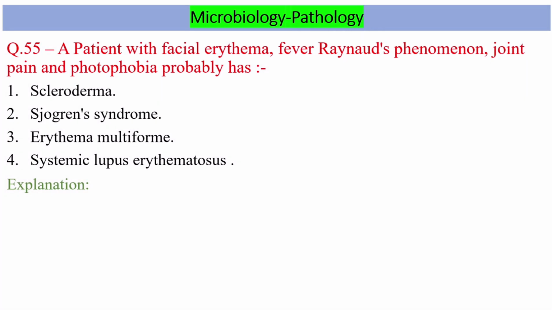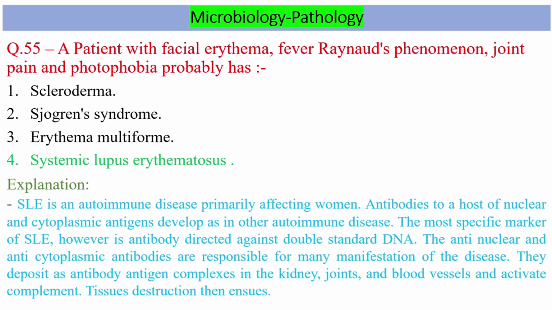A patient with facial erythema, fever, Raynaud's phenomenon, joint pain, and photophobia probably has: scleroderma, Sjogren's syndrome, erythema multiforme, systemic lupus erythematosus. Correct option is systemic lupus erythematosus.